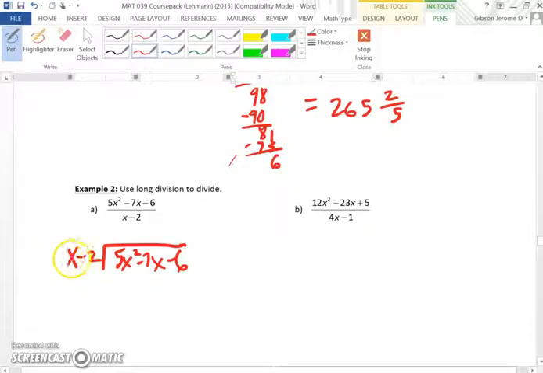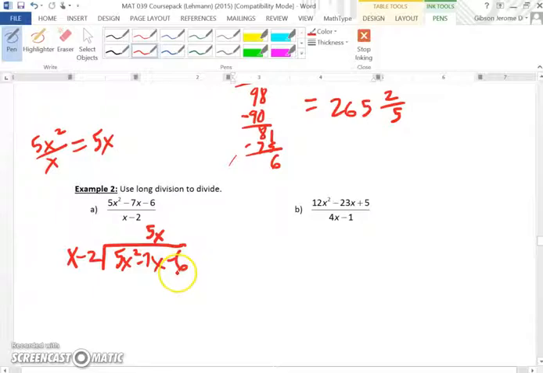Now, we would take this x, the first term. We would ask ourselves, how many times does x go into 5x squared? 5 what? Imagine if we were dividing 5x squared by x. If we have 5x squared divided by x, that would leave us 5x, right? So that means that x goes into 5x squared 5x times. And we line it up with the x value that's under the division bar.